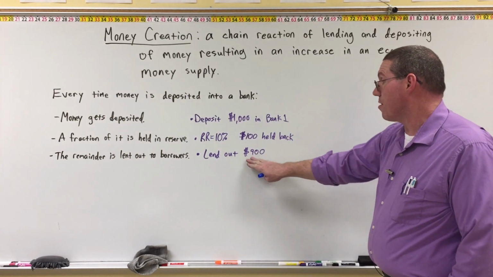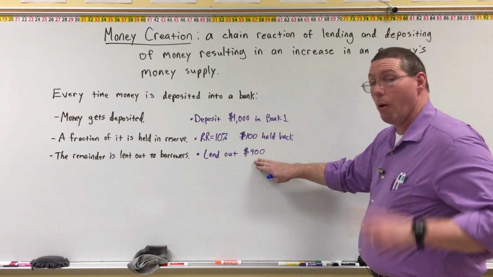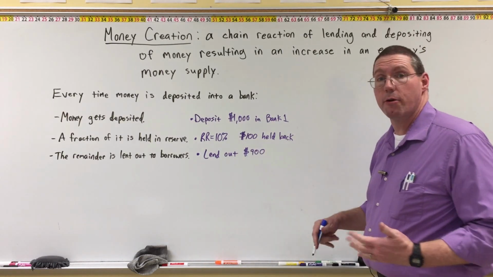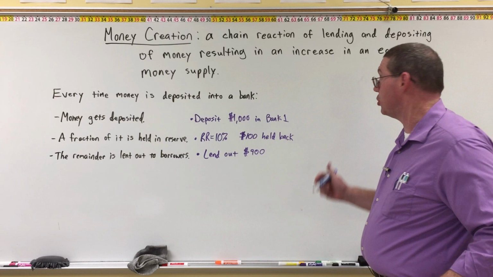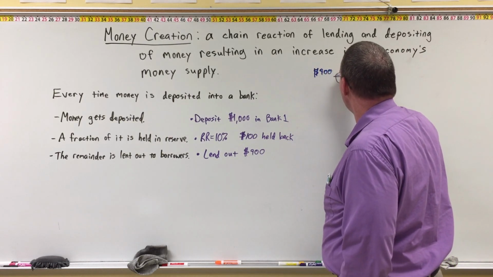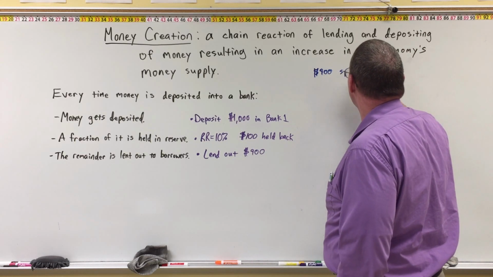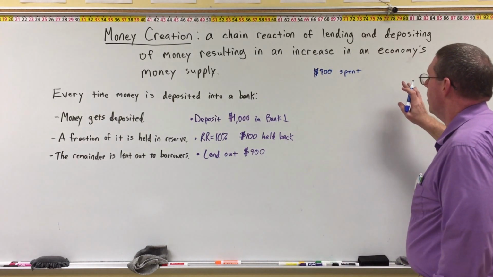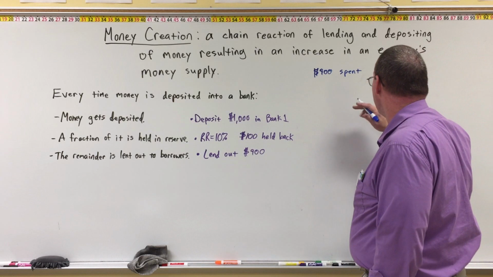So let's say this $900 is lent out. One person borrows the $900 and buys a television. So $900 is spent, and it goes to a company that sells TVs.